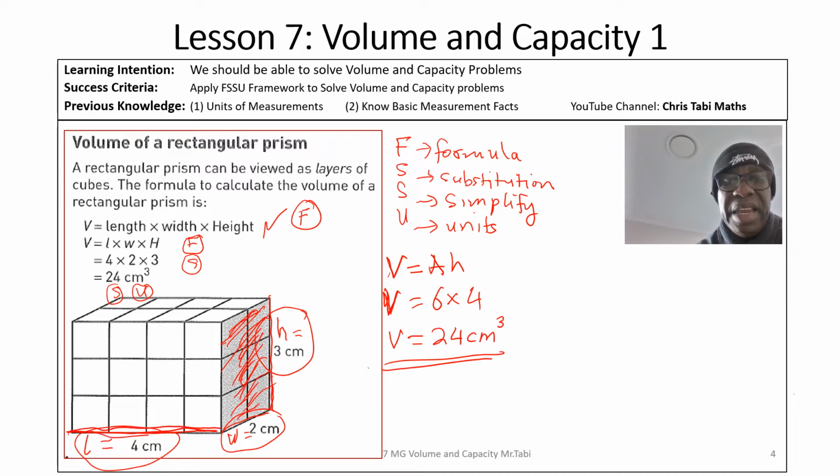In this case, it is the length, but it's because of the orientation of the object. The object could have been sitting on that shaded part, and that length would have been called the height. So the length and the height are relative in terms of how you have your shape and the orientation of it. All right.